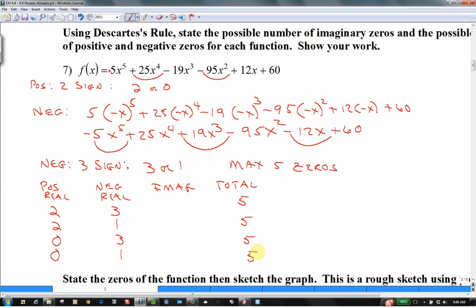So if I have 2 positive and 3 negative, I would have 0 imaginary roots. 2 and 1, that's 3, so I could have a possible 2. If I have 0 and 3, that totals 3, I would have 2. Over here, if I had 0 for positive, 1 for negative, I would have to have 4 imaginary roots to make the total number of roots equal to 5. And so that would be the table I'd get for the possibilities.